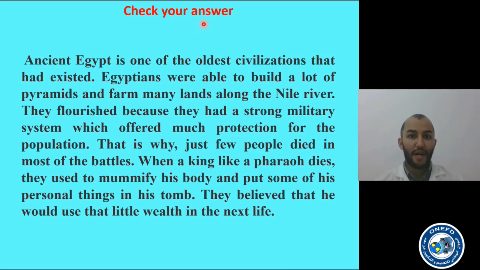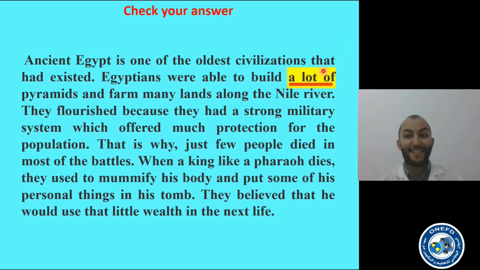Now let's check your answer. So I'm going to remind you that what you are going to do is to read the short paragraph and identify the quantifiers, of course, and then highlight them or underline them. Okay? All right, so let's start. So ancient Egypt is one of the oldest civilizations that had existed. Egyptians were able to build a lot of pyramids. What? A lot of pyramids.